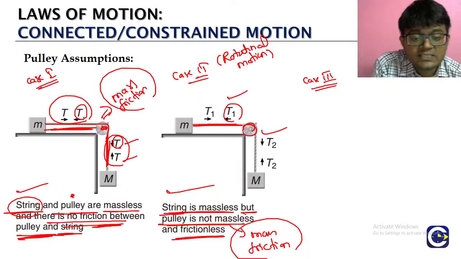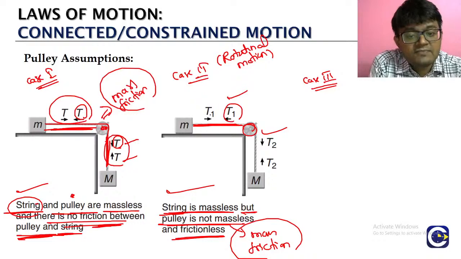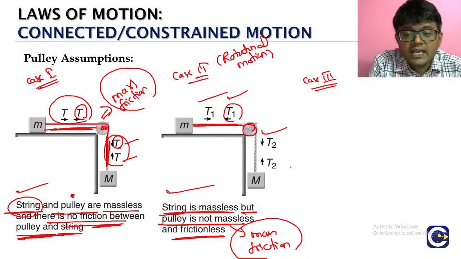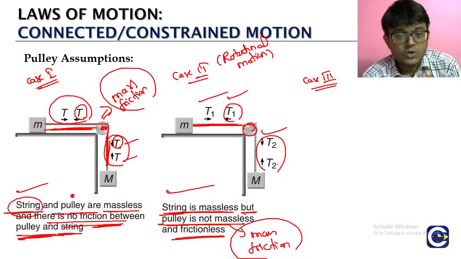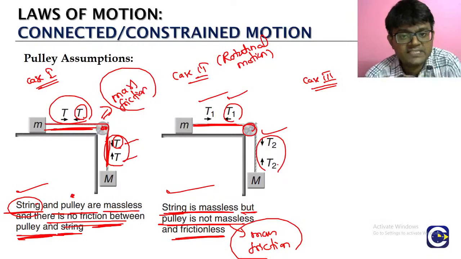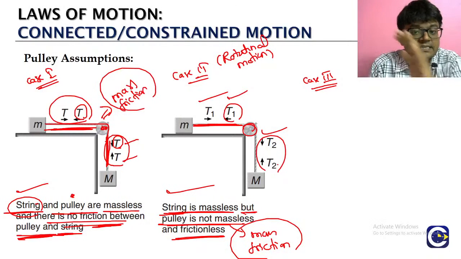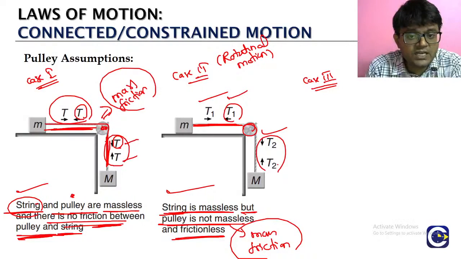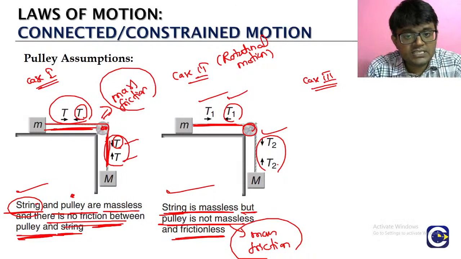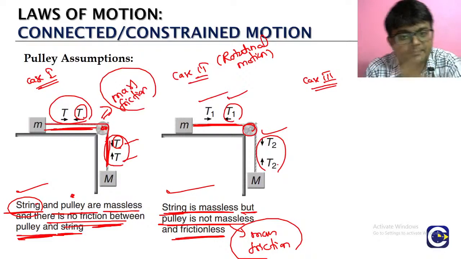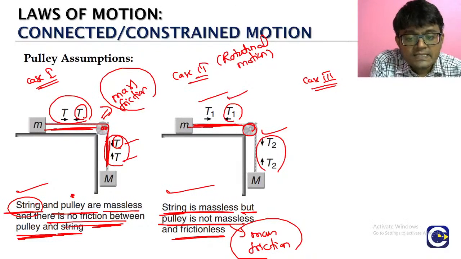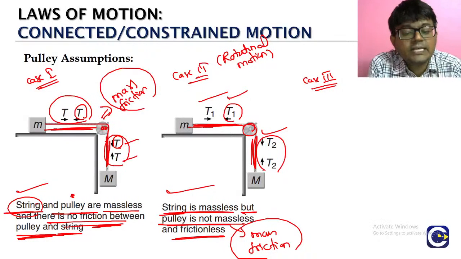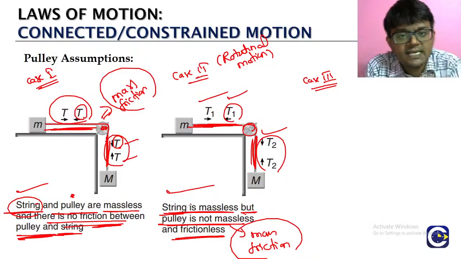Since the string is massless, the entire left side tension is going to be the same, T1. The entire right side tension is going to be the same, T2. Only the pulley has a mass and there is friction between the pulley and the string. That is the reason why the tension in the left side part of the rope will be different from the right side part. But throughout the left side part, tension is the same, T1. Similarly, throughout the right side part, tension is the same, T2. Why? Because the string is still massless.